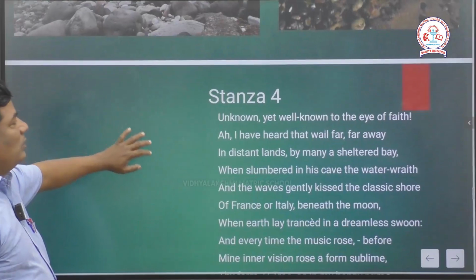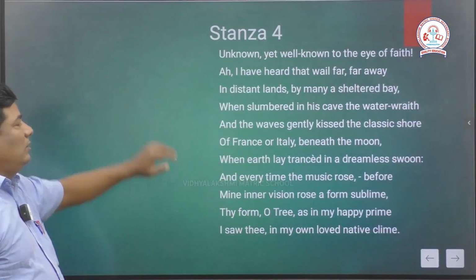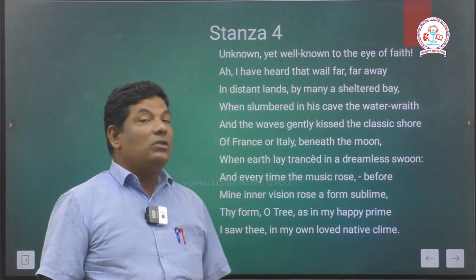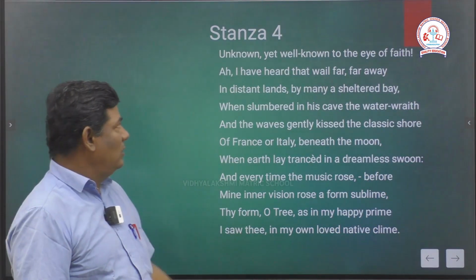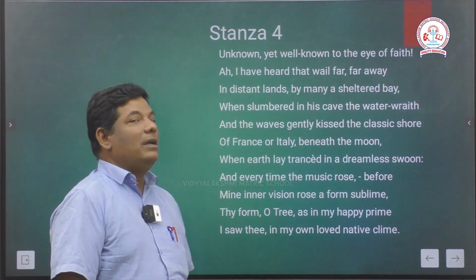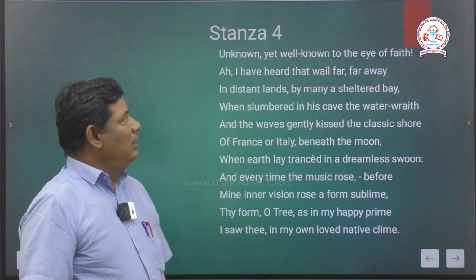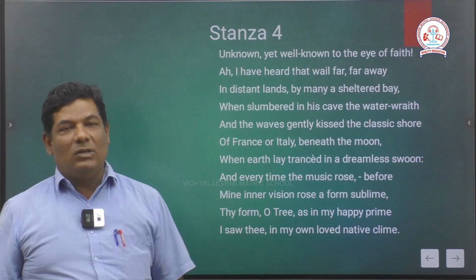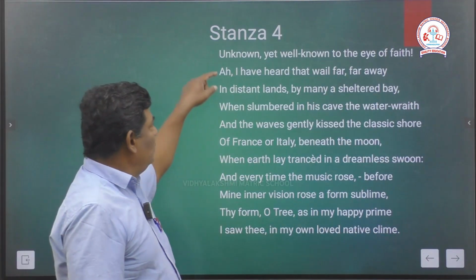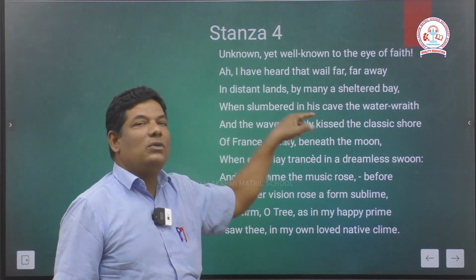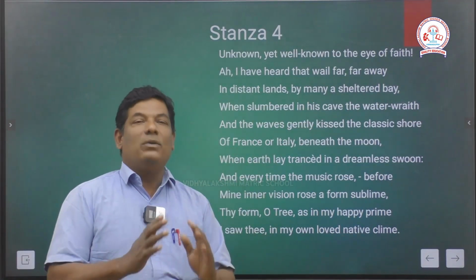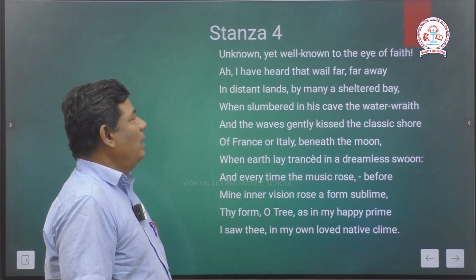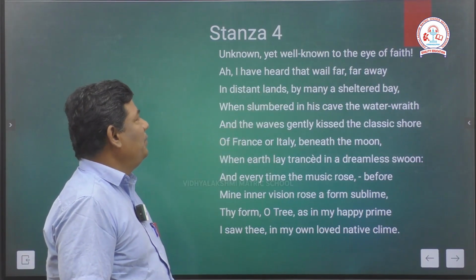Let us pass on to stanza 4. We have 5 stanzas. In stanza 4 she tells, unknown yet well known to the eyes of faith. Unknown, she does not know. Well known, she knows clearly. It means she is talking to the tree, or the tree is talking to her. Other people do not know anything about it, but she knows very well. She is able to hear that communication from the tree, but not other people. So she has the eyes of faith.